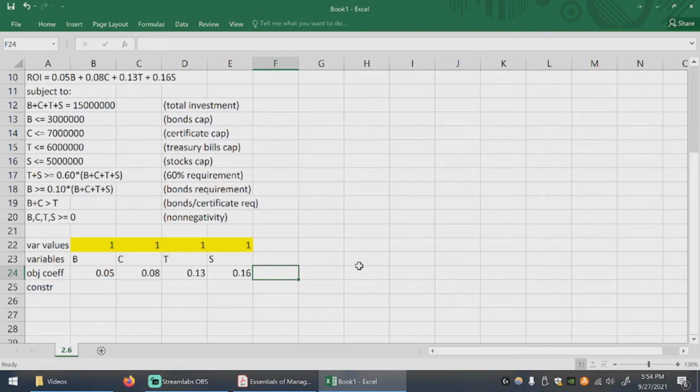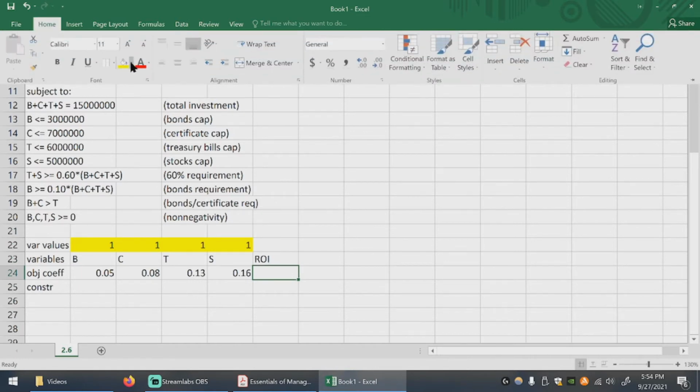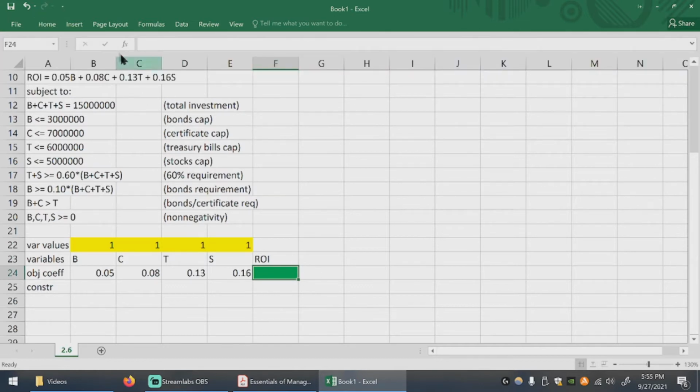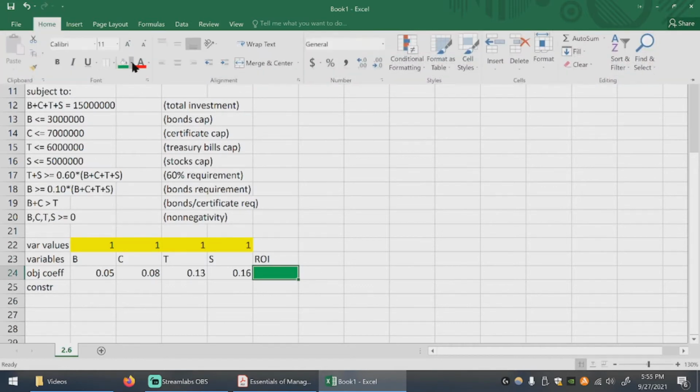I like to put the objective function value right there. I'll name this ROI. I like to color it green. That's how I was taught. Yellow is input, green is output. That's just my habit. I'm going to make it a little lighter green. There we go.